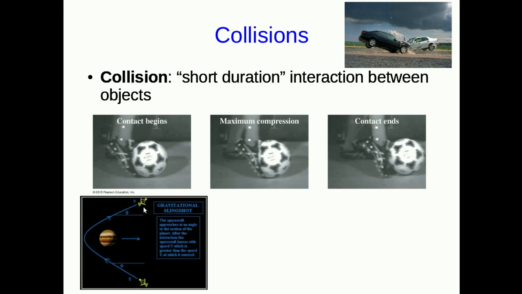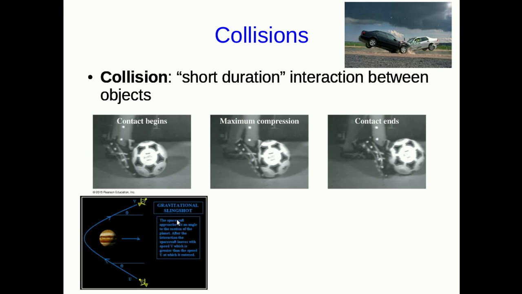A gravitational slingshot is also an example of a collision. According to a physicist's definition, the spacecraft and the planet initially are exerting very little force on each other, but as they get closer, the gravitational force gets stronger and stronger until closest approach, and then it gets weaker and weaker again. And so there's a duration during which that interaction is happening. Now, unlike the car and the soccer ball, where that duration is a split second, for a gravitational slingshot, it can be weeks long. But on the time scale of the orbits of the planet and the spacecraft, which could be years or decades long, that really is short duration.